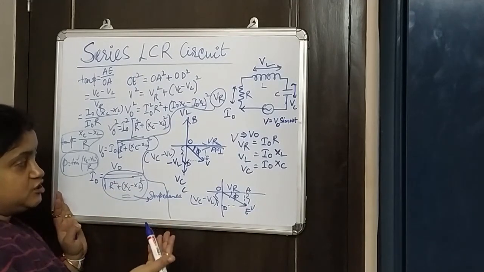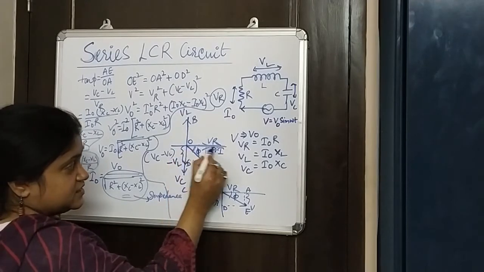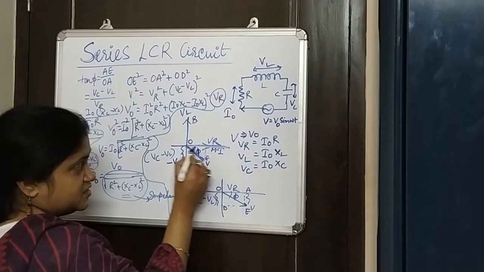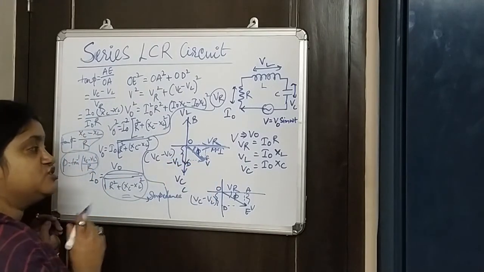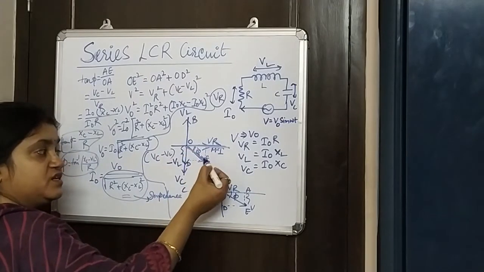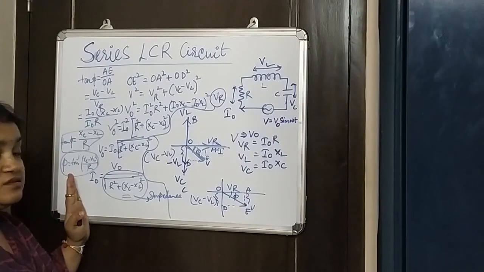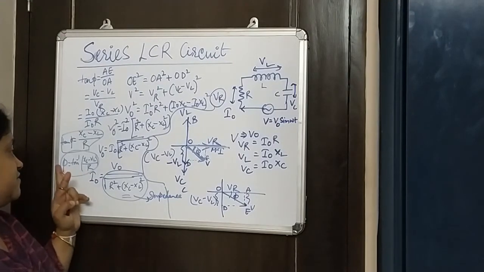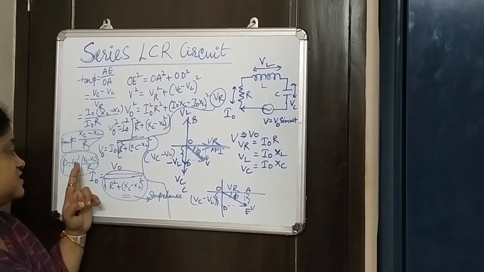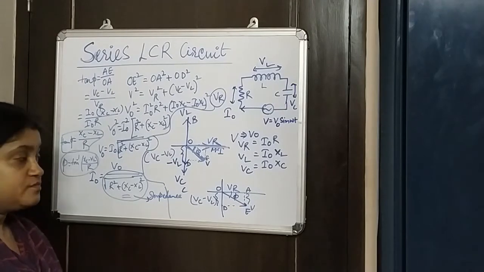So there is a phase difference between the voltage and the current. Why have I taken this angle? Because current is in this direction and the resultant voltage is in this direction. So there is a phase difference phi between the current and the voltage. And what would be the phase difference? That is given by this expression, phi equal to tan inverse XC minus XL divided by R.